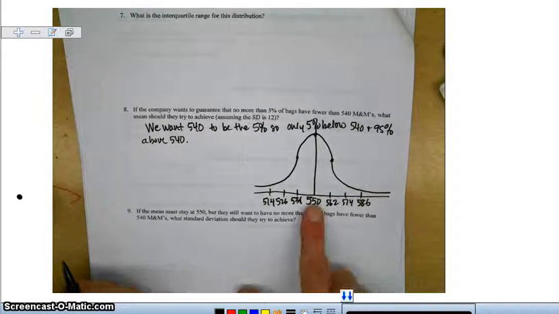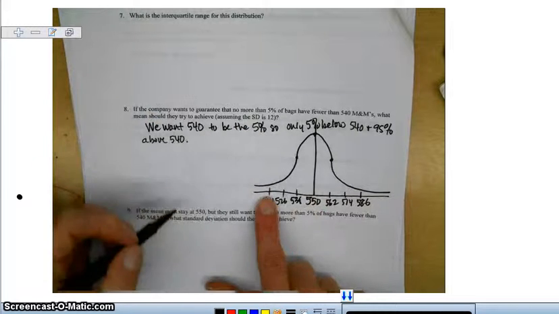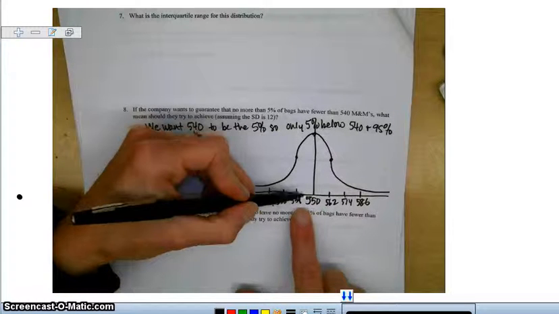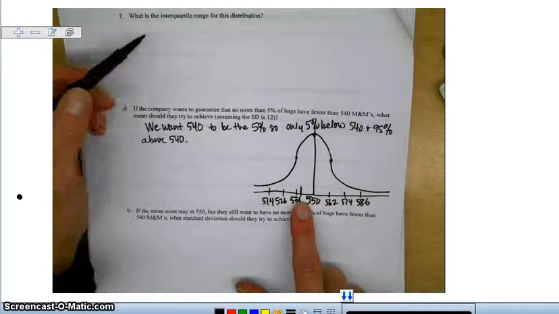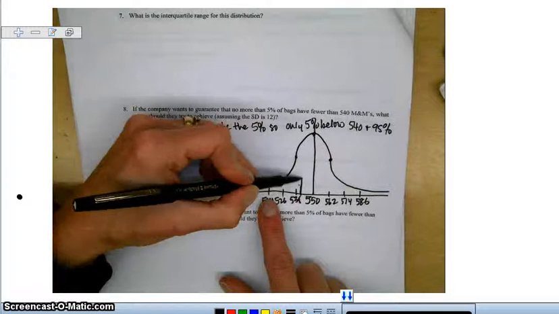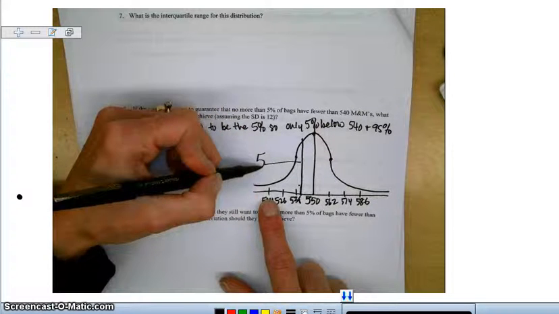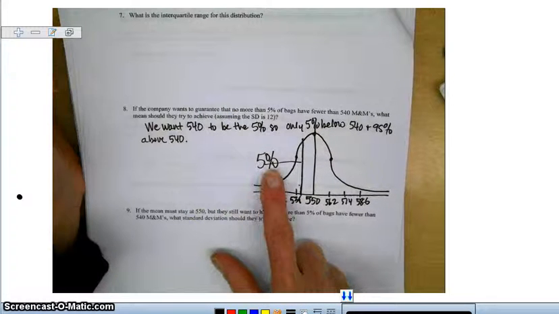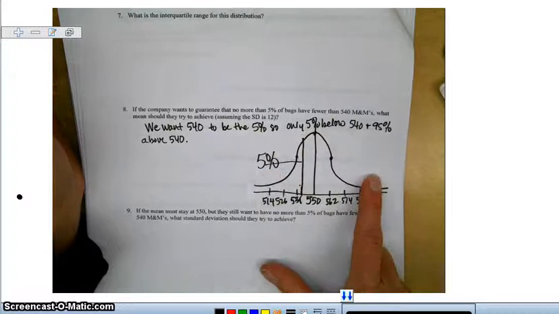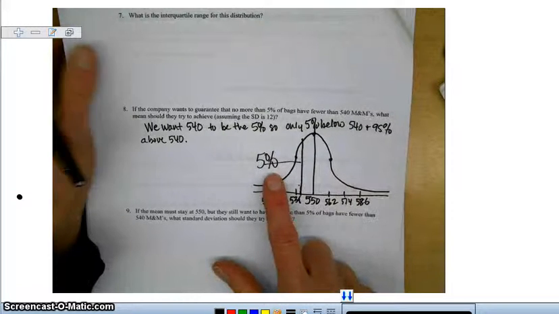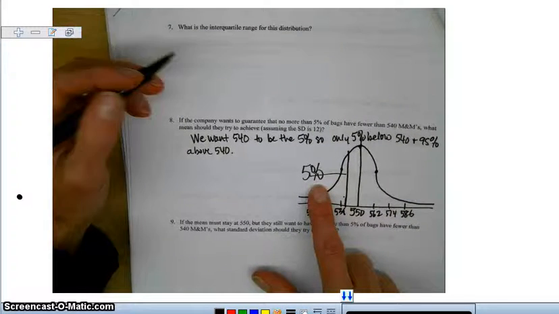So in other words, we're basically going to move this mean, and we would like 540. Okay, basically 540 is right here now. We want to move it so that only 5%. So we basically want 540, we want 5% to be below it. Okay, 5% to be below it, 95% above it. We can use the inverse norm here and get the z-score for this.